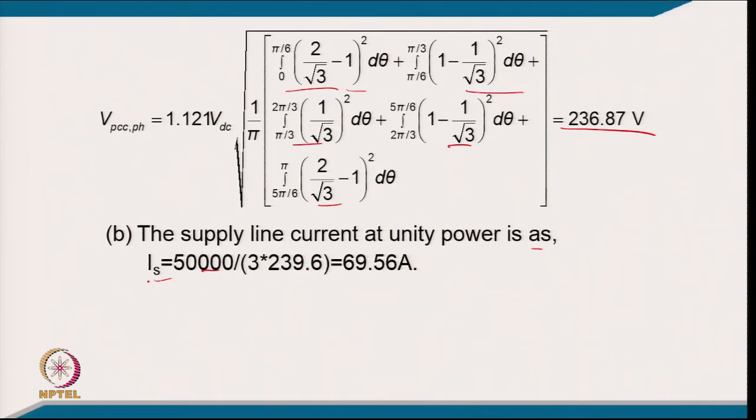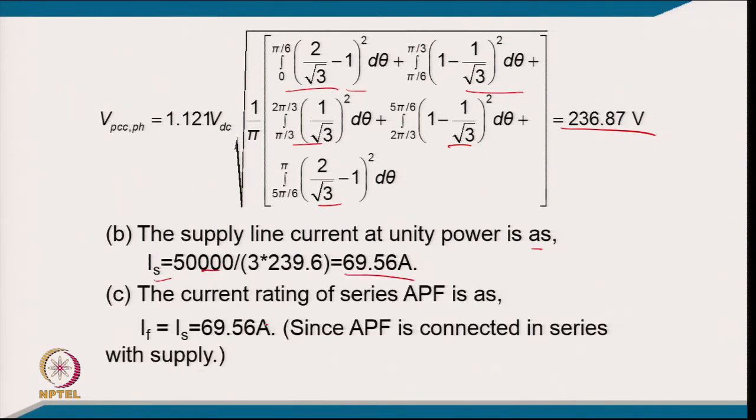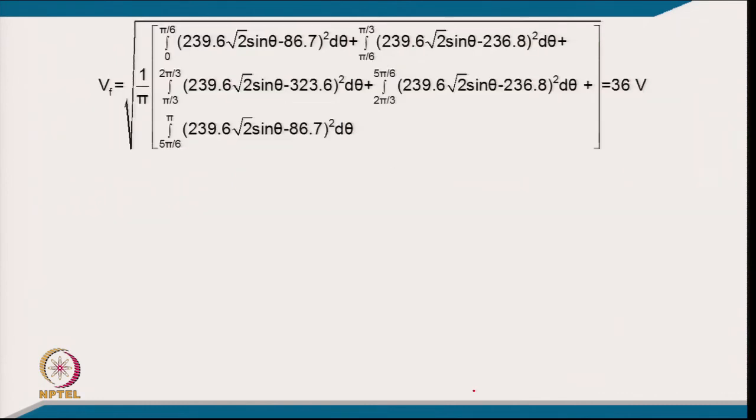So, this comes to the supply RMS current 69.56. The current rating of the series active filter is IF equal to IS, that is 69.56 ampere, since the active power filter is connected in series with the supply. And the RMS voltage rating of the series active filter is calculated again here, 2 upon 2 pi.